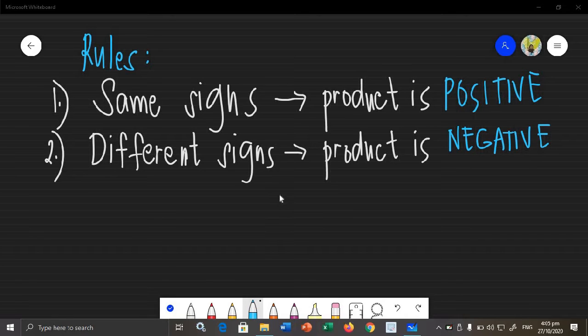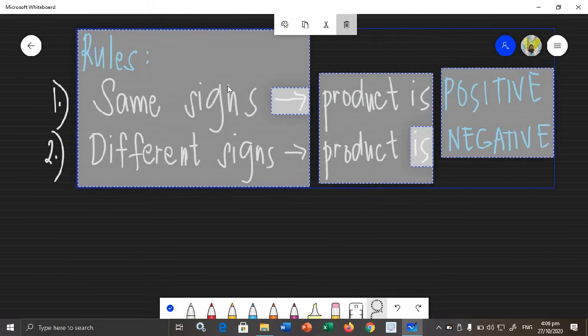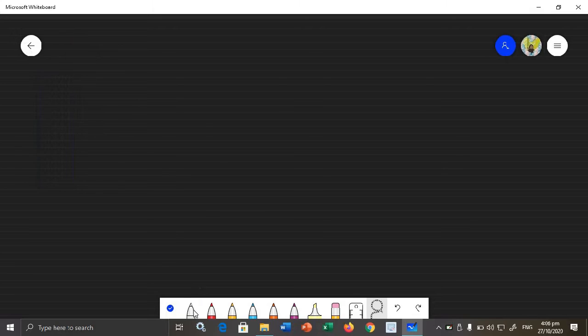And then the second rule is, if the given integers have different signs, then the product is negative. Okay? This is very simple, no? It's simpler than the rules in adding and subtracting integers. So let's try to solve some examples and apply these two rules for you to see what will happen. Let's say we have example number 1, number 2, 3, 4, and then 5.